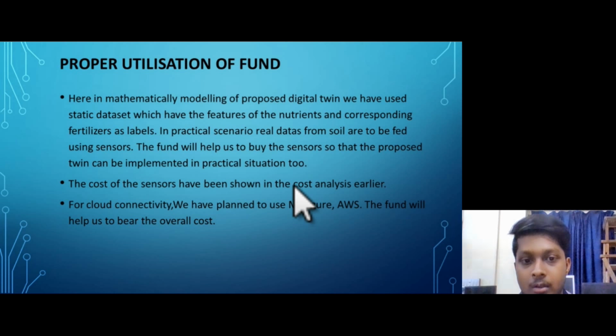The fund provided to us, we will try to utilize properly. As we said earlier, instead of a static dataset, we are going to use the sensors to extract real data. The sensors are a bit costly. That's where our fund will go. The cost of the sensors has been shown in the cost analysis later in the presentation. For cloud connectivity, we have planned to use MS Azure and Amazon Web Services. The fund will help us to bear the overall cost.